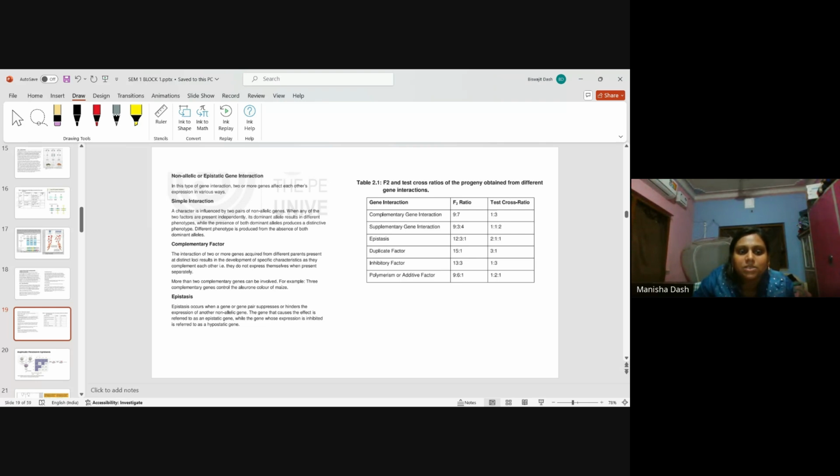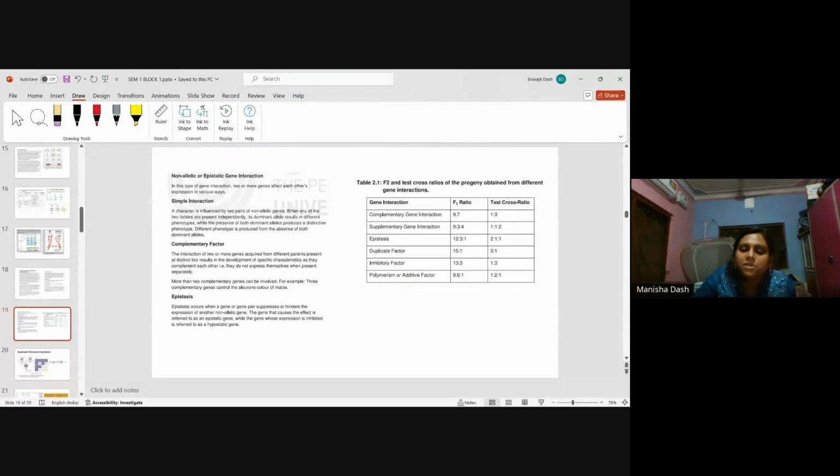So here, what does epistasis mean? Epistasis is actually a non-allelic interaction. That means the alleles of two different genes affect the outcome of each other. These are examples of certain types of epistatic interaction: one is complementary gene interaction, then supplementary gene interaction, duplicate factor, inhibitory factor, polymeric or additive factor, etc.